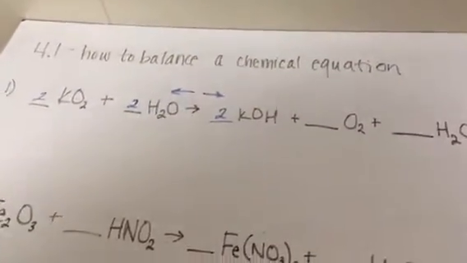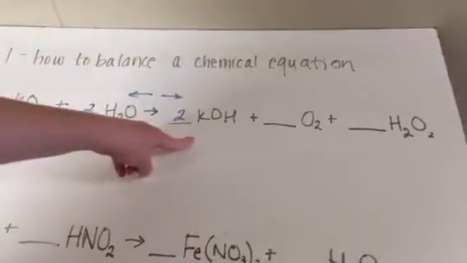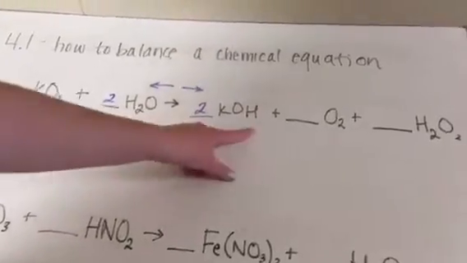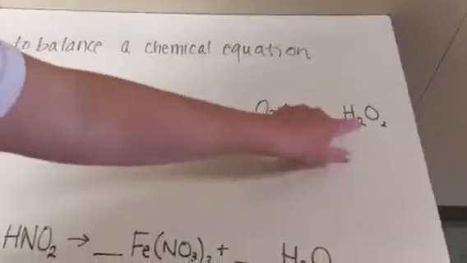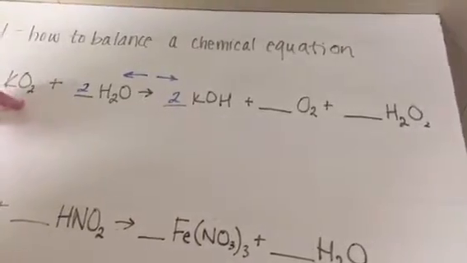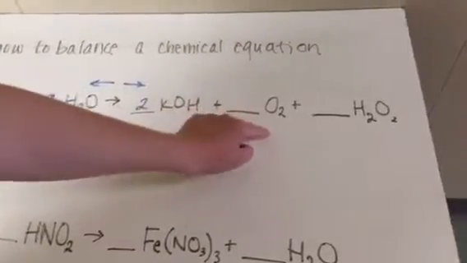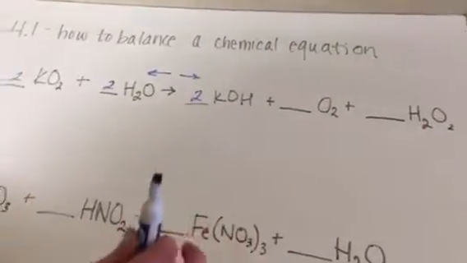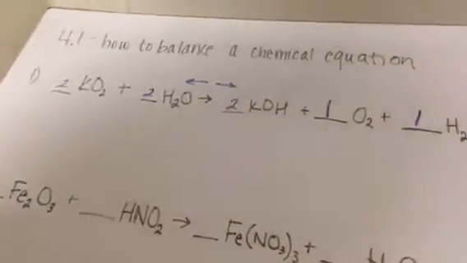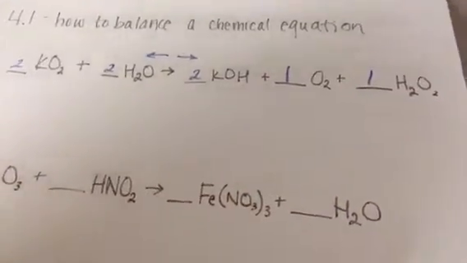And now we go back and check our atoms. 2 atoms potassium, 2 atoms potassium, 4 atoms hydrogen, 1, 2, 3, 4 atoms hydrogen, and then we have 4 and 6 oxygen, and over here we have 2, 4, 6 oxygen. So we see that we're balanced. We're just going to put 1s in front of the remaining compounds, and then we have our balanced reaction.